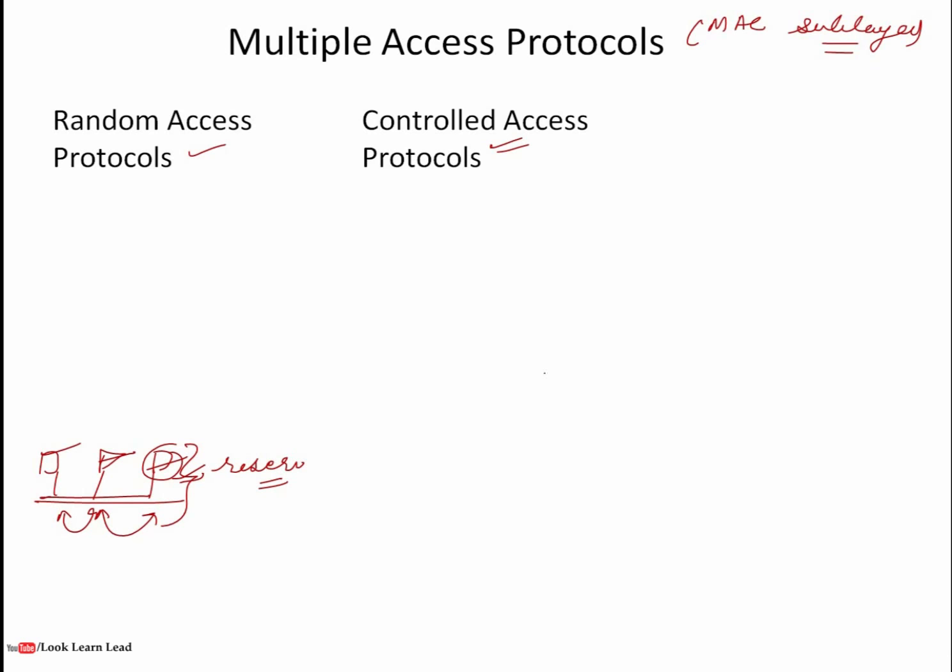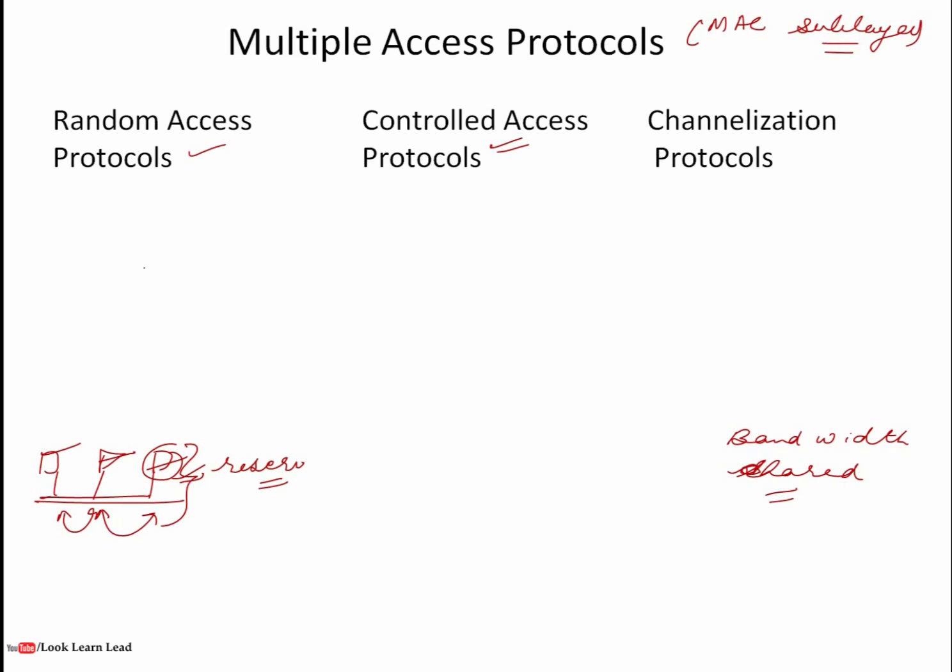For controlled access, stations decide themselves at which station would send. And the last is the channelization protocol. In this, the available bandwidth is divided. We can say the bandwidth is shared. How it is shared, we will be discussing.